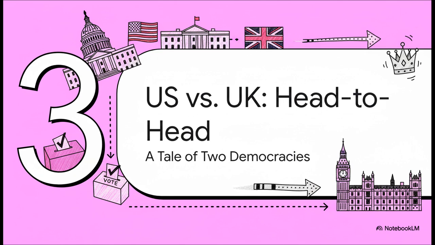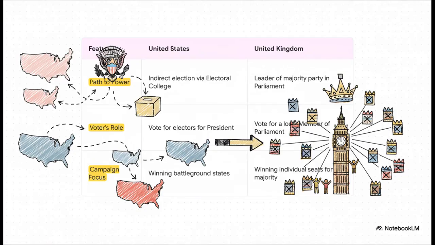Let's put them head to head. This is where the fundamental differences really start to pop. So the core difference is right here. In the US, voters are choosing electors through an indirect system to pick a president. But in the UK, they're voting directly for their local member of Parliament, their MP. And this completely changes the focus of the campaign, from trying to win a few big states to trying to win hundreds of small local races.